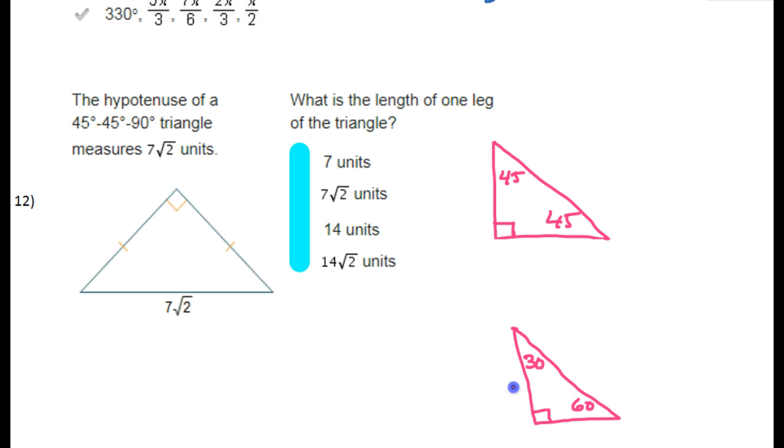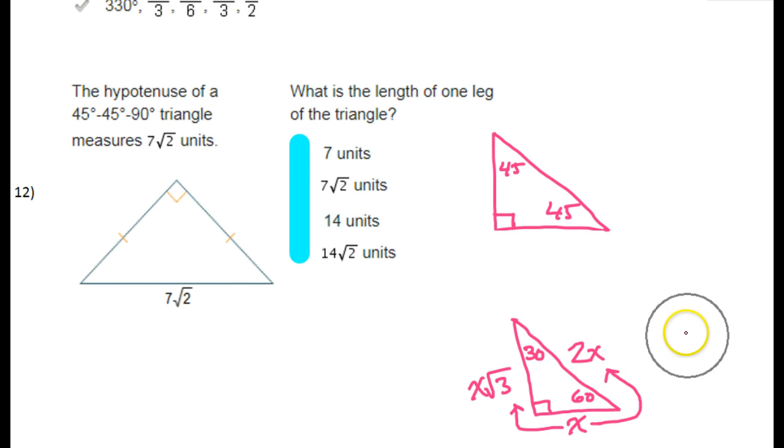For a 30, 60, 90 triangle, you have a short leg, a long leg, and then the hypotenuse. It's all about the short leg. Always start with the short leg, so we will call that x. If you know the short leg, which will be across from the 30, then you can use that to know the hypotenuse, because the hypotenuse will be double that. And then you can use it to find the long leg, because the long leg is the short leg times radical 3. Memorize this pattern.